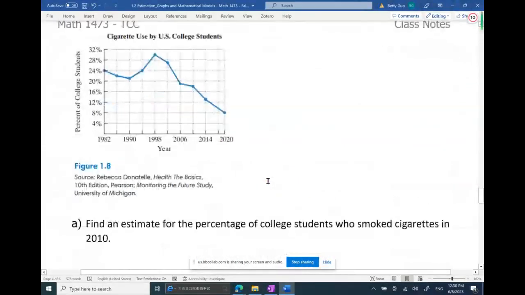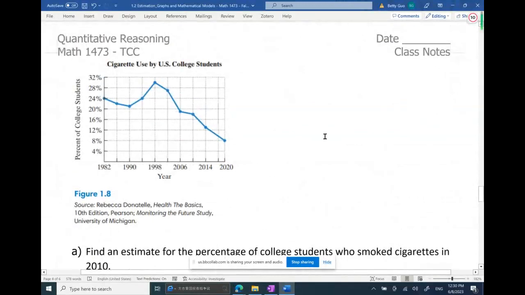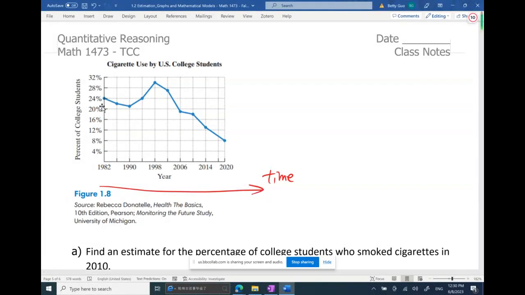Line graphs. Let's see this question. Line graphs are very popular. This actually is a time series. If we have the x-axis as time, the line graph is also called a time series. Many line graphs have the horizontal scale as time. This is the case. As you can see, horizontal scale is time, vertical scale is the percent of college students. In 1982, 24% of the college students smoke cigarettes.